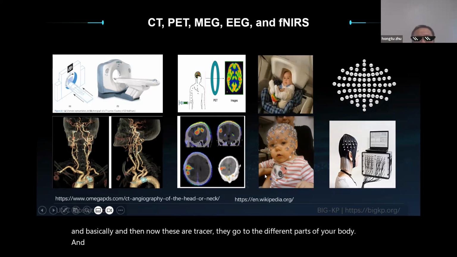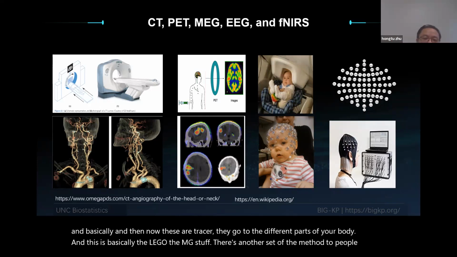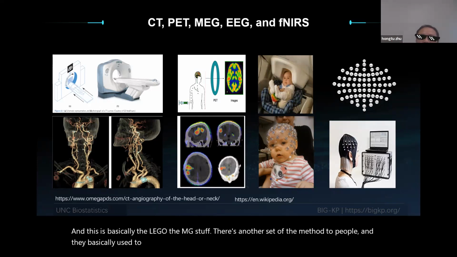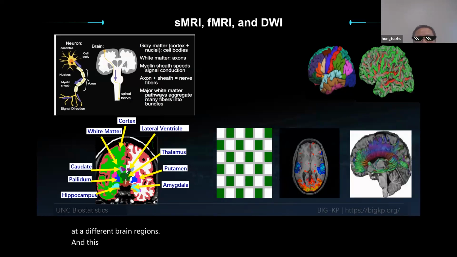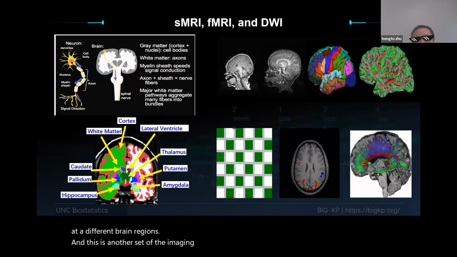And this is the EEG or MEG. That's another set of methods people use to measure brain function at different brain regions. And this is another set of imaging data.